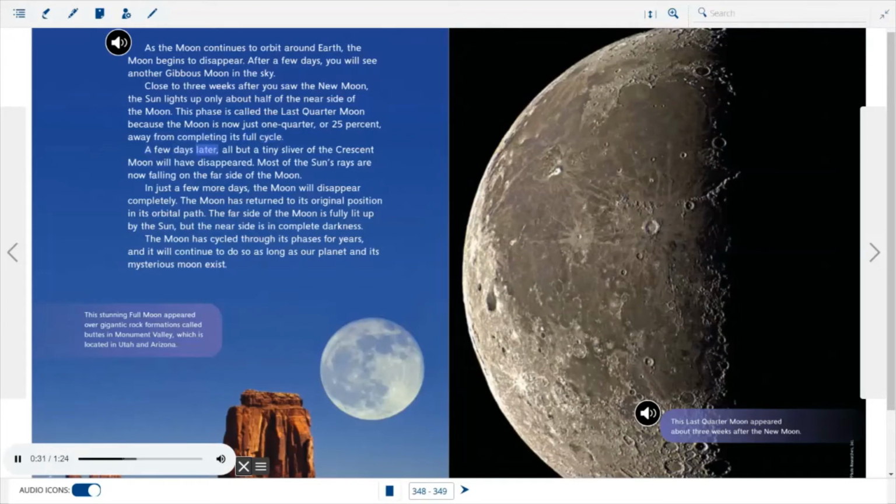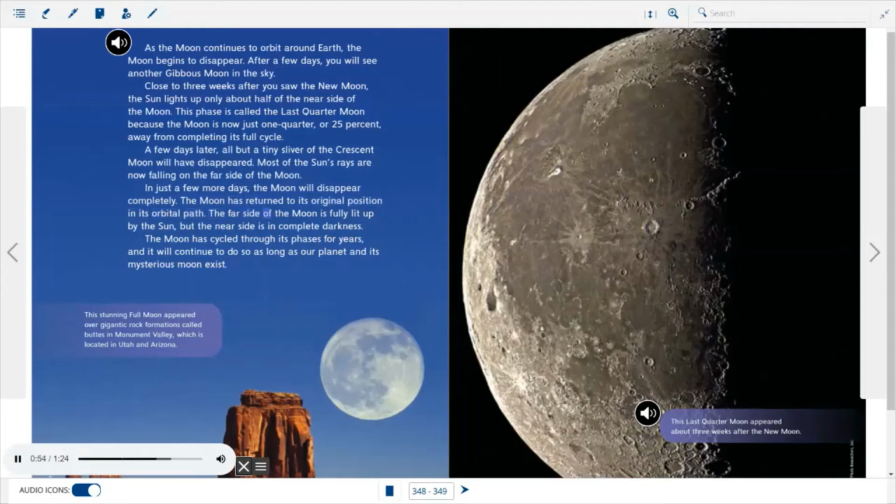A few days later, all but a tiny sliver of the crescent moon will have disappeared. Most of the sun's rays are now falling on the far side of the moon. In just a few more days, the moon will disappear completely. The moon has returned to its original position in its orbital path.